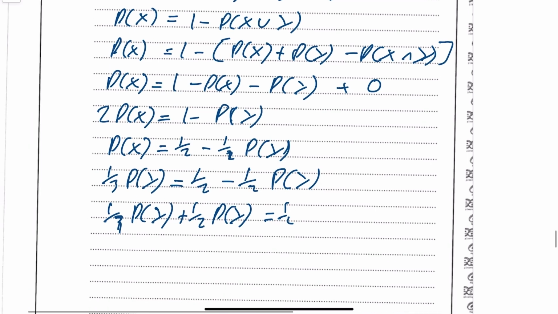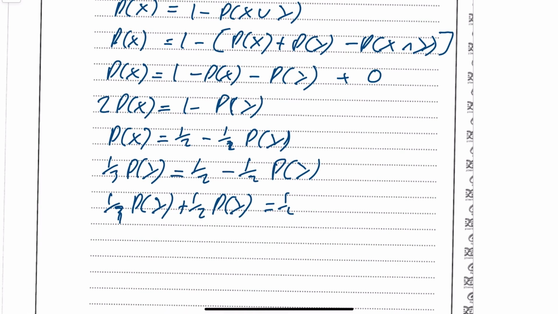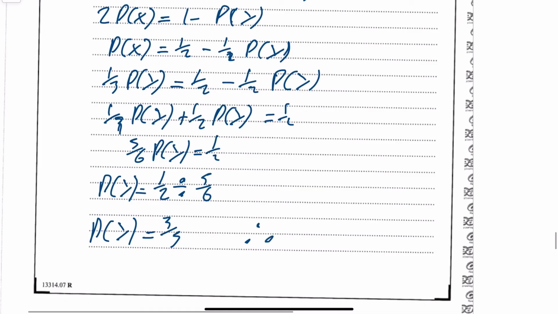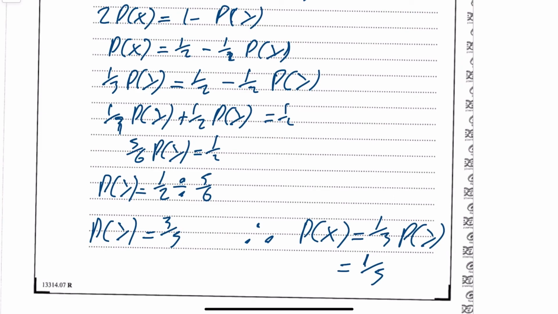So that is 5 over 6 times the probability of Y is equal to a half, which means the probability of Y is equal to a half divided by 5 over 6, which works out to be 3 over 5. And therefore, your probability of X, remember, was 1/3 times your probability of Y, which is 1/3 times 3/5, which is 1 over 5.